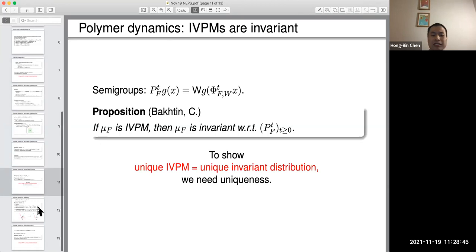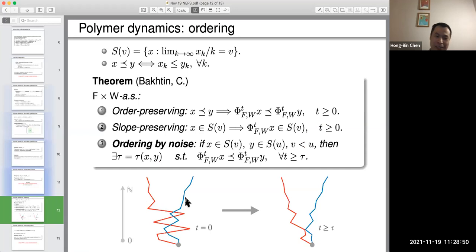To show the uniqueness, we need a phenomenon also in the title of this talk, that is ordering by noise. Let me first recall that S_V is the set of all the polymers with slope V. And further we introduce a partial order on those polymers: X is less than or equal to Y if it is so for each coordinate. So the theorem goes like this: for almost every realization of this randomness, the dynamics is order preserving. That is, if you start with X less than or equal to Y, then you are going to stay ordered like this for all time.